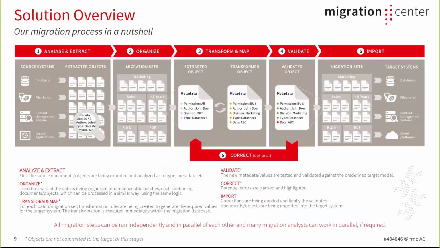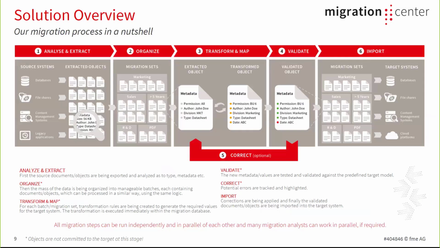The second phase is the organization phase. You can imagine if you have millions of records, it's really difficult to find one transformation model, one mapping model to handle all those millions of documents in one big batch. For that reason, we have a concept called migration sets. We are able to create sets based on different criteria, like the date or the metadata you have extracted from the source. Doesn't matter. You can really organize your migration in manageable sets.